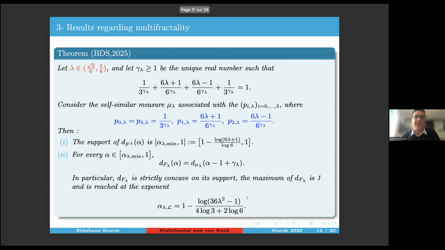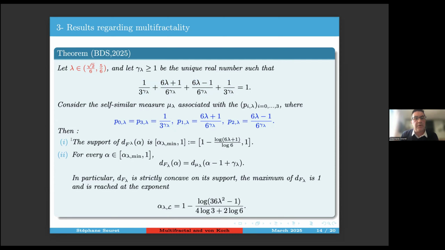And so let me give you the result that we have, okay? So I take a parameter lambda in this range, square root of 2 divided by 6, 5/6. And gamma lambda is the unique solution to this equation. Okay, you can forget about the specific value. But what is important is that now I have 4 weights, 1/3, 6 lambda plus 1/6, etc. These are the 4 weights that I use to construct my self-similar measure, right? So this is what is written here.